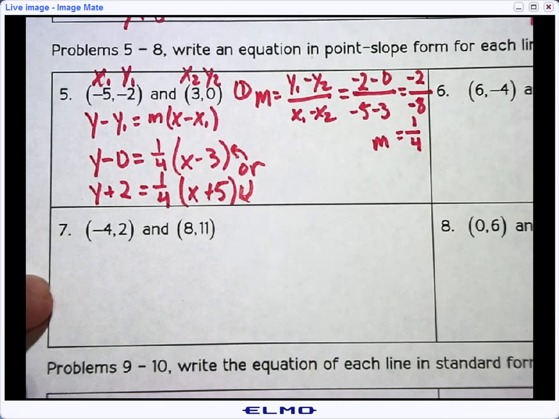So one or the other. Both of those are correct answers.